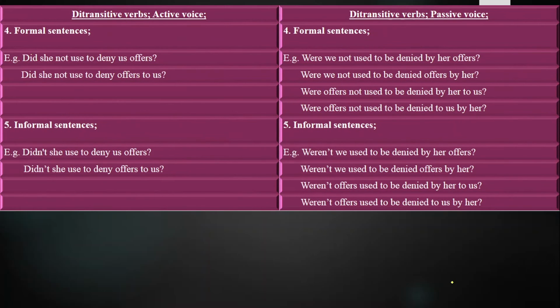Next we have got formal sentences. Those sentences in which we ask questions, deny the statement, and we ask them in a formal and polite way are called formal sentences. Did she not used to deny us offers? Did she not used to deny offers to us?